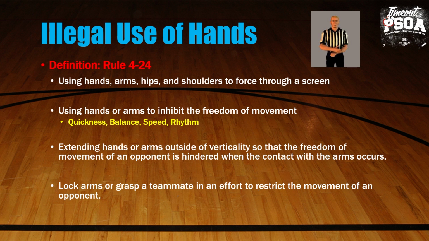It is legal for me to reach, but if I reach and I hit the hip, or my shoulder hits their torso as a defender, now we have an illegal use of hands. Extending hands or arms outside of verticality so that the freedom of movement of an opponent is hindered when the contact with the arms occurs. If I start vertical, offense comes into me, my arms come down, that is not a foul. If I start non-vertical, so my arms are already in front of my head, once that contact happens, again, I'm not calling the foul when the contact happens.